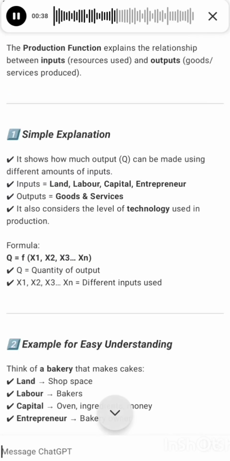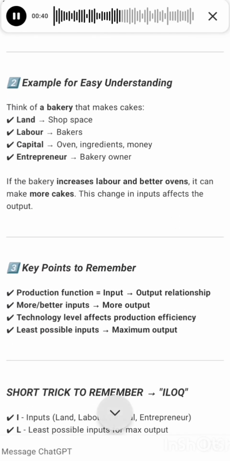Think of a bakery that makes cakes. Land, shop space. Labor, bakers. Capital, oven, ingredients, money. Entrepreneur, bakery owner. If the bakery increases labor and gets better ovens, it can make more cakes. This change in inputs affects the output.